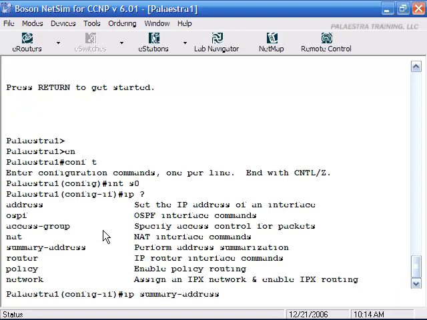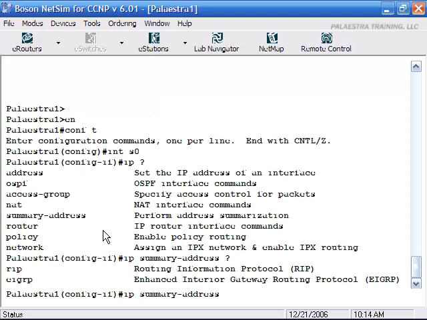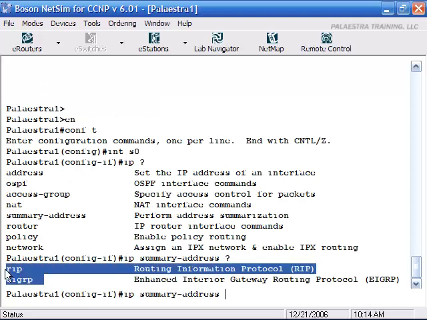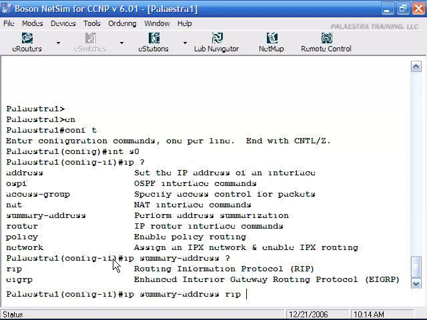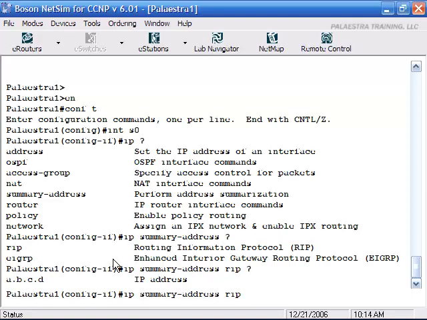So summary address, and then it wants the protocol. Notice I only have two options: RIP, and this is RIP version 2, by the way, or EIGRP. So if I did EIGRP, I'd have to specify the autonomous system number. RIP, and then it wants to know what the address is. So according to our slide, I would put 10.1.0.0 if it was on router A in the slide.